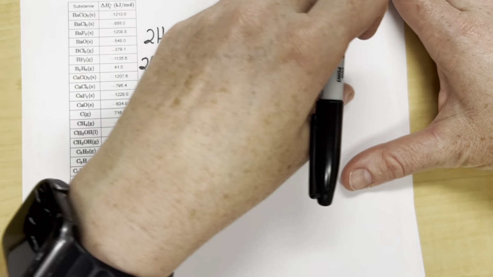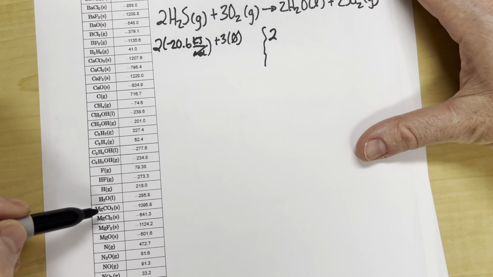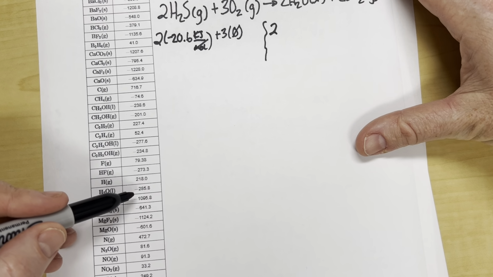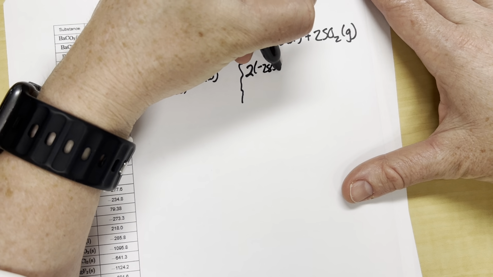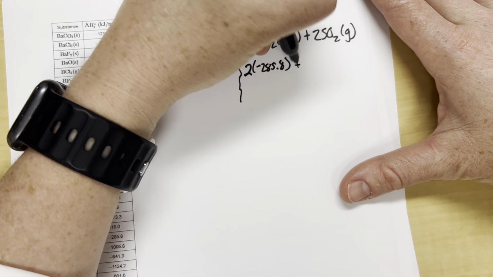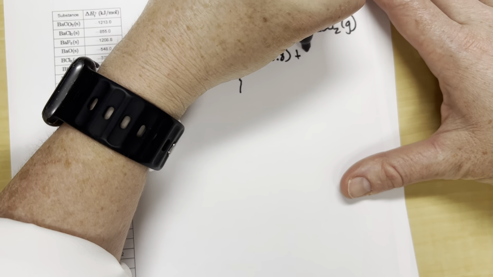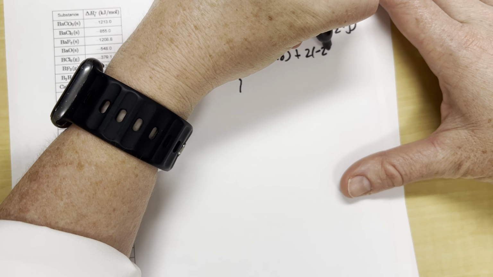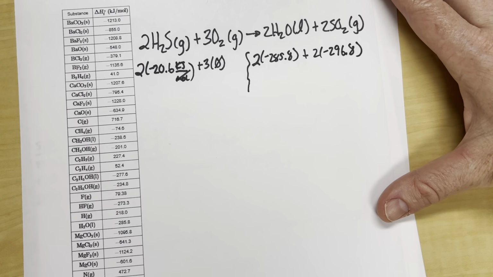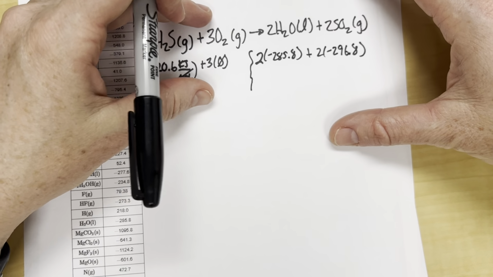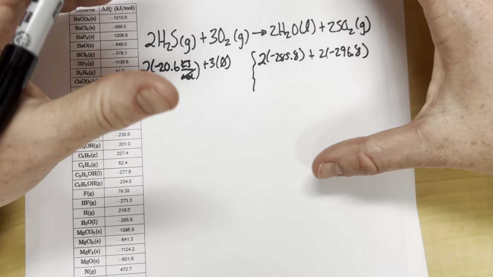So we do the reactant side and we do the product side. Water is 2 times, they actually have water here. Liquid water is right here, negative 285.8. So we do 2 times negative 285.8 plus, and then SO2, again, was not on there, but we looked it up, it was negative 296.8. Okay. So we add up stuff here, we add up stuff here, and then we're going to figure out, remember, products minus reactants.